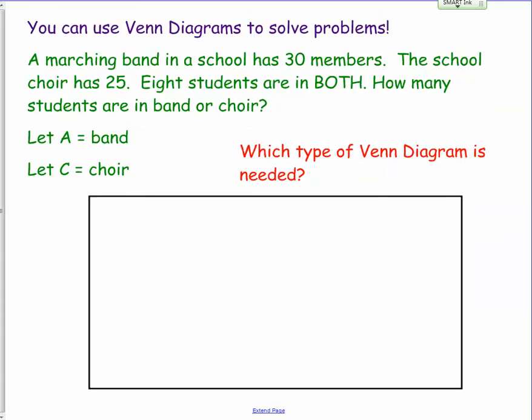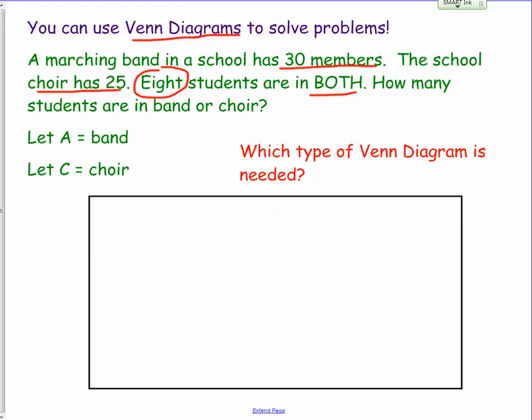And then we did some problem solving. So we're going to use the Venn diagram to solve a problem. So the marching band in a school had 30 members. The school choir has 25. 8 students are in both the band and the choir. And my question is, how many students are in band or choir? How many total students is that?